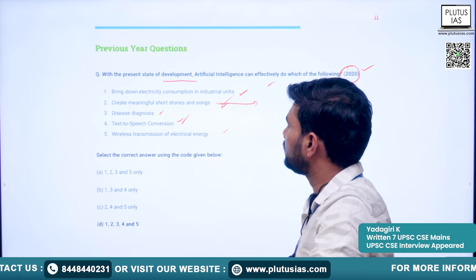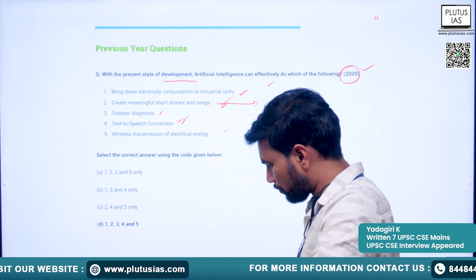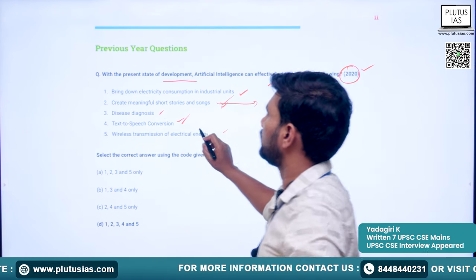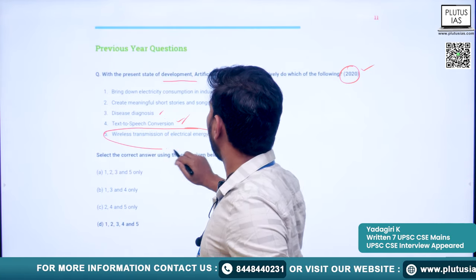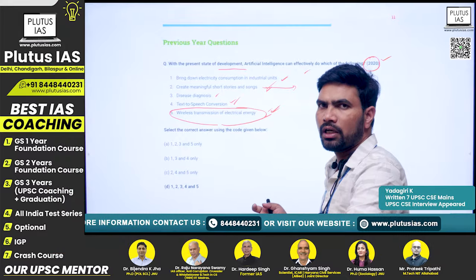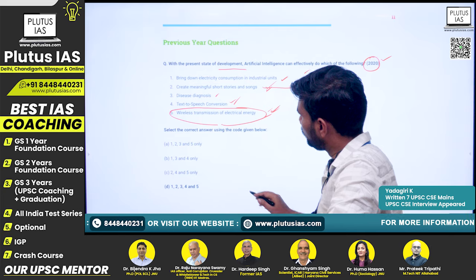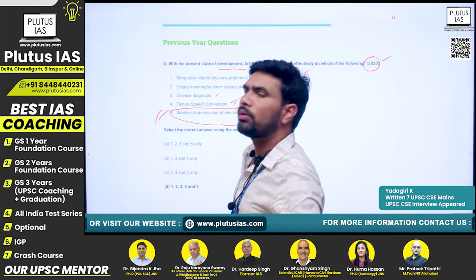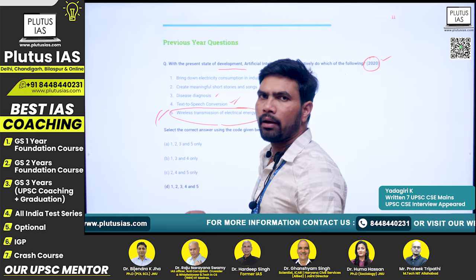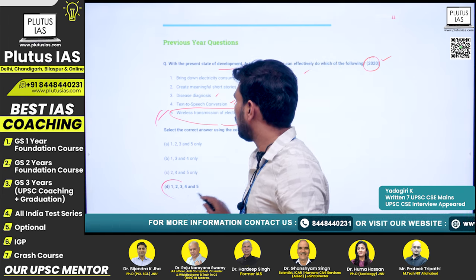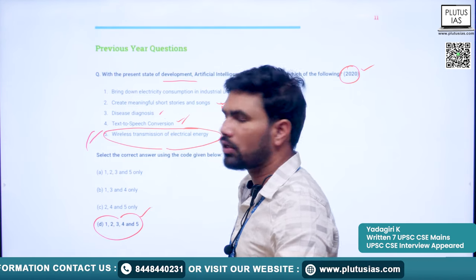Next, wireless transmission of electrical energy. So, right. So this fifth option, it may seem not relevant, but if you see the official UPSC key, the fifth option is also included as a correct statement. So in the official key, option D, all the statements are correct, that has been given as correct.